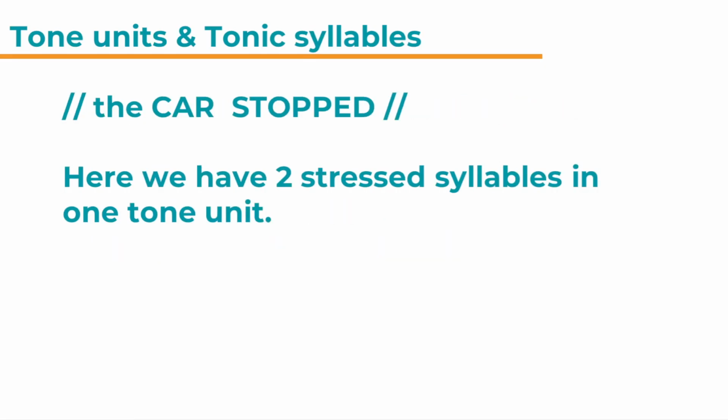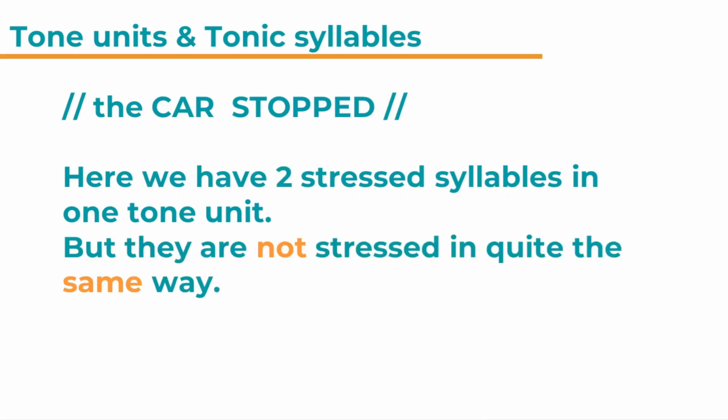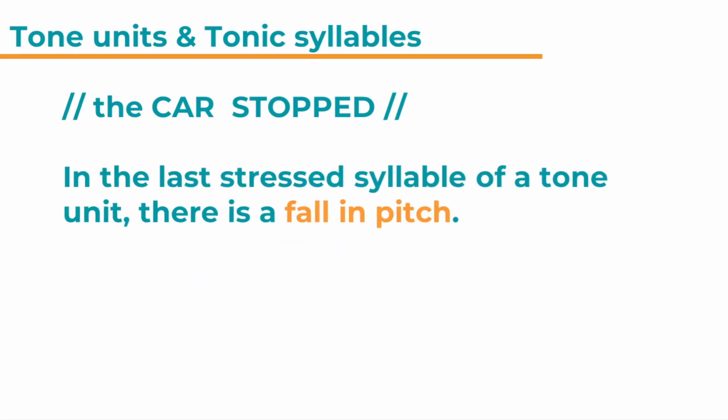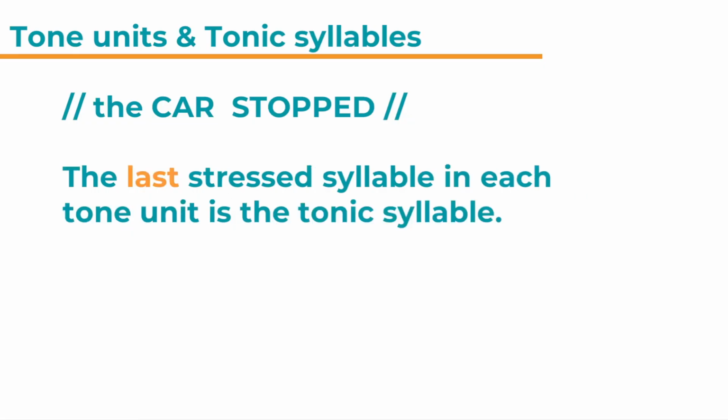Now, if we have a tone unit with 2 stressed syllables, we need to decide which of the 2 is the tonic syllable. Now, these 2 are not stressed in quite the same way. Yes, we would say they're both prominent, they're both stressed, but not in quite the same way. In the last stressed syllable of a tone unit, there's a fall in pitch. Listen carefully. The car stopped. The last stressed syllable in each tone unit is the tonic syllable.